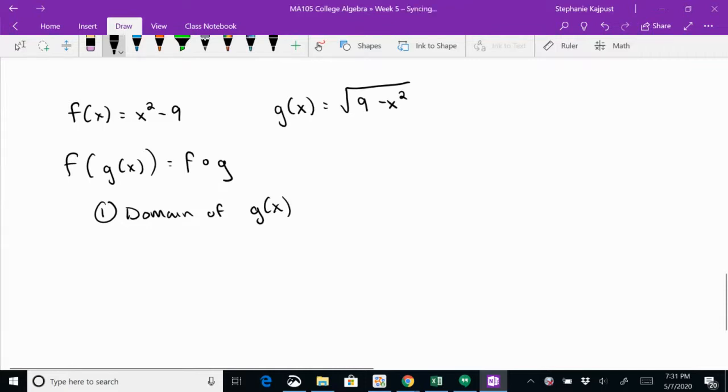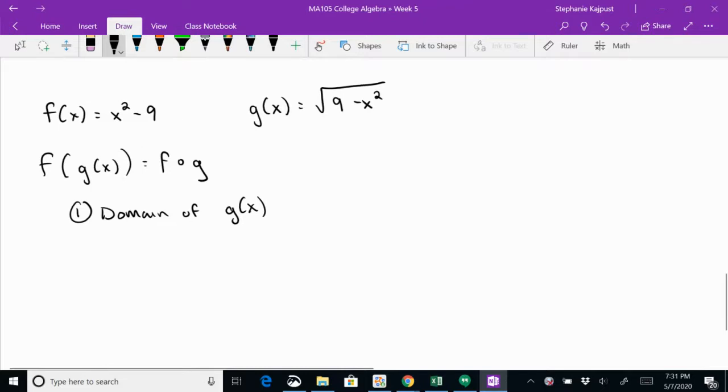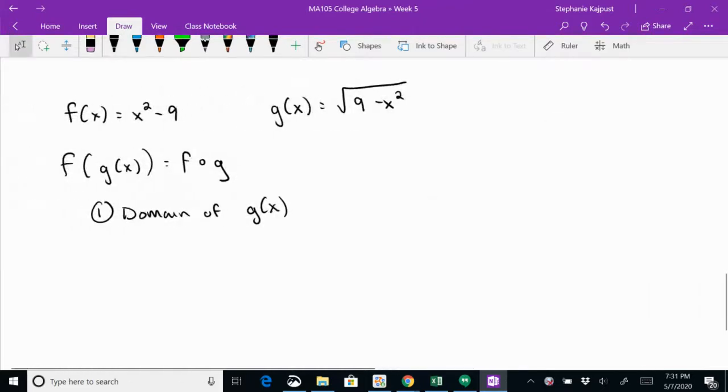For a square root function, we can't put negatives into a square root, because then you get imaginary numbers, and we can't graph imaginary numbers, because functions are things that we can graph. They have an input and output. So the inside of the square root needs to be 0 or positive. I'm going to take the inside of the square root, which is 9 minus x squared. That needs to be greater than or equal to 0.